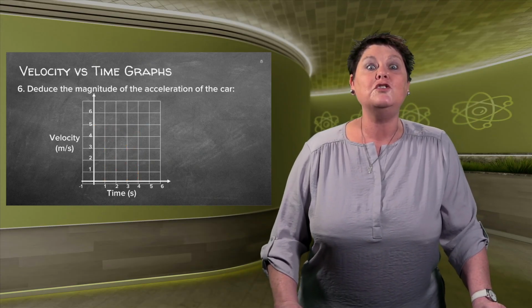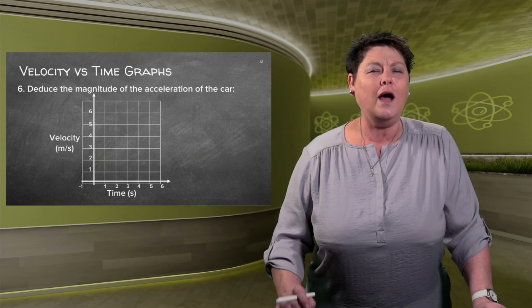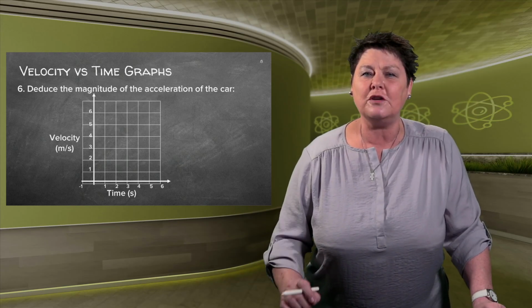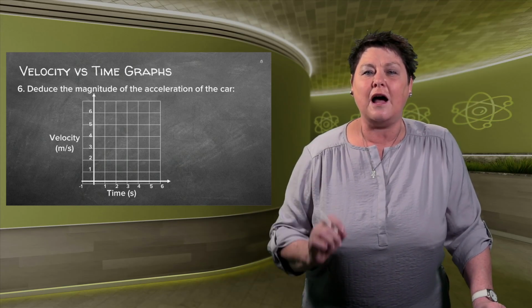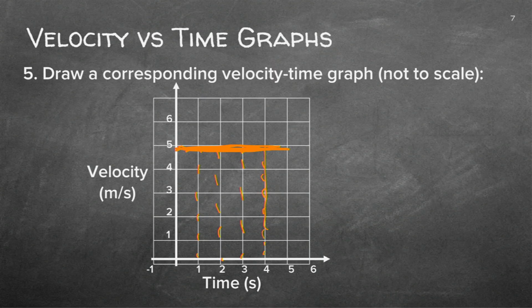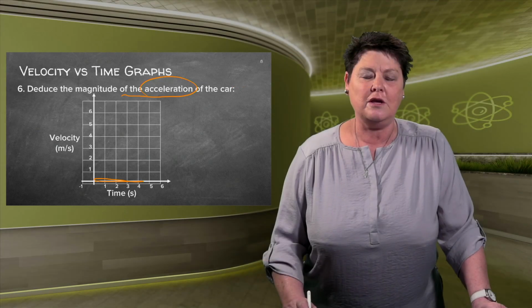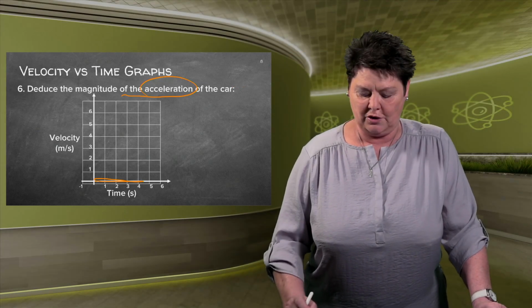Then they asked me to deduce the magnitude of the acceleration. How do I deduce the magnitude from the velocity time graph? Then I can actually get to the acceleration. So the gradient of the previous graph will give me the acceleration. And the gradient of this line will be absolutely zero. Therefore, this will be zero. So there was no acceleration because it had a constant velocity.